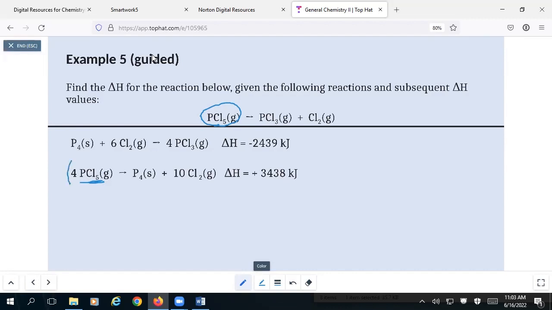So I need to manipulate this equation. The manipulation I need to make is a 1/4 manipulation. Divide all the coefficients by 4 and divide the heat of reaction by 4. So this becomes a 1, this becomes a 1/4, this becomes a 10/4, which is 2.5.